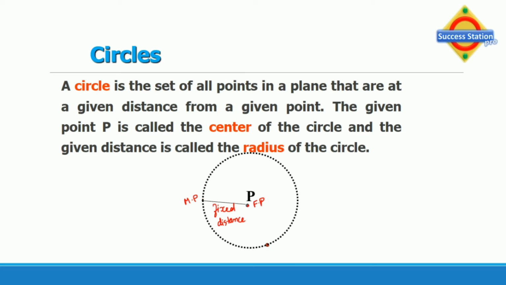See, the point is moving but the distance of the moving point from the fixed point or the center is the same, right? So the fixed point is called the center and the fixed distance is called the radius. All these points that you are seeing here is the path followed by this point. See, it's the path, right? So that's what we are talking about. So this is the fixed distance and we have the fixed point and this is the moving point.